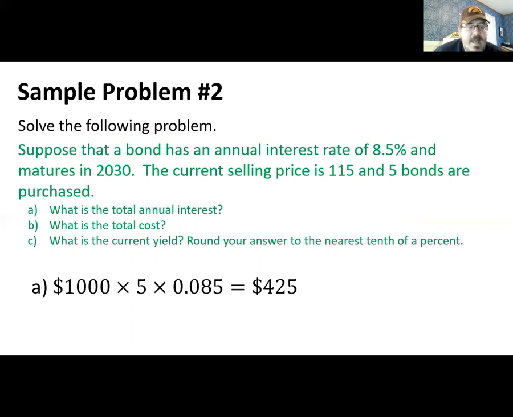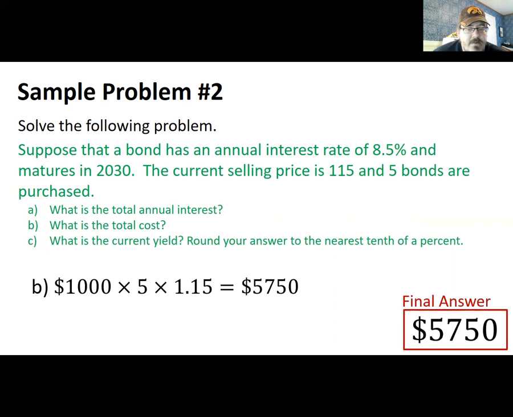Now, if you want to purchase these 5 bonds, we have to figure out what the purchase amount is. For part B, we take $1,000 times the 5 bonds. Remember that the selling price, the cost, is like a percentage, so multiply by 1.15. To purchase these 5 bonds, it's going to cost us more than $5,000. It's going to cost us $5,750.